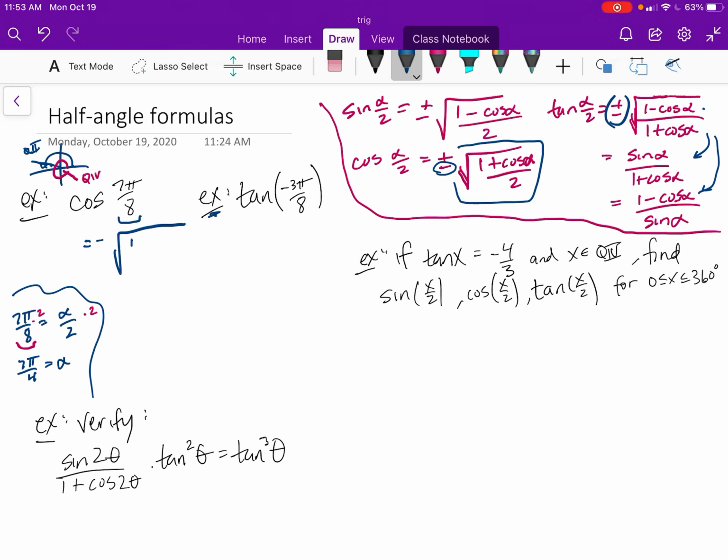So cosine says 1 plus cosine alpha. So 1 plus cosine alpha is 7 pi over 4. I'm going to write that all over 2. Cosine of 7 pi over 4, though, is root 2 over 2. So we have a negative square root 1 plus root 2 over 2 all over 2. These get kind of ugly here for a second. I don't like fraction over fraction. That is not simplified. Let's multiply the numerator and denominator by 2, clear the fractions. So we have negative square root 2 plus root 2 all over 4.